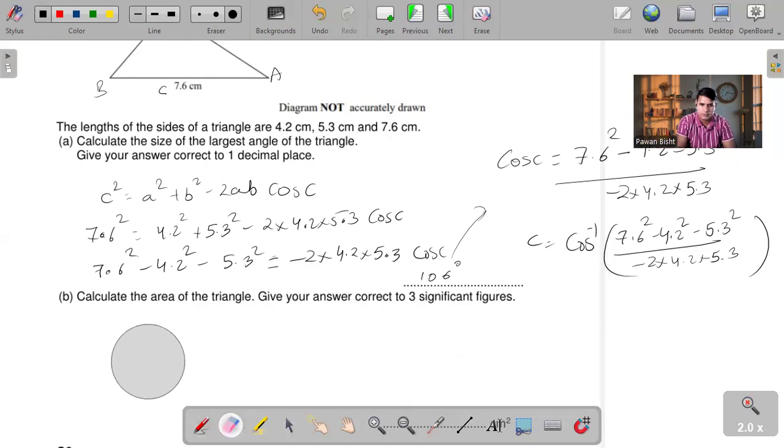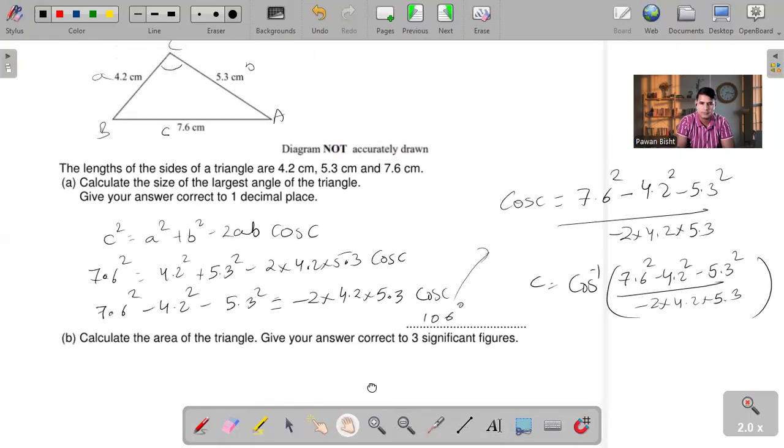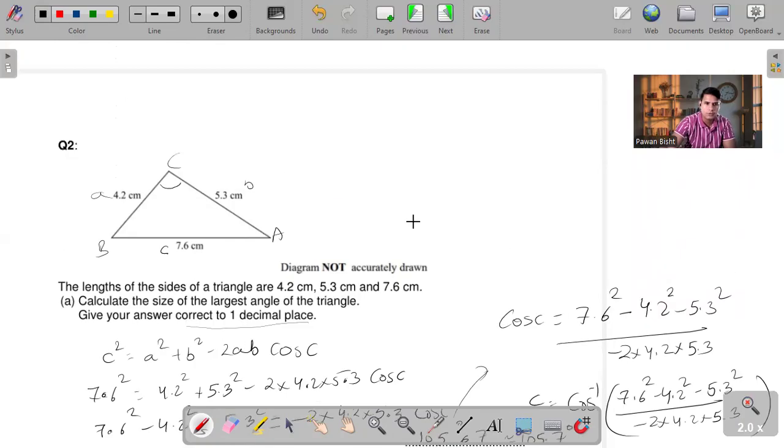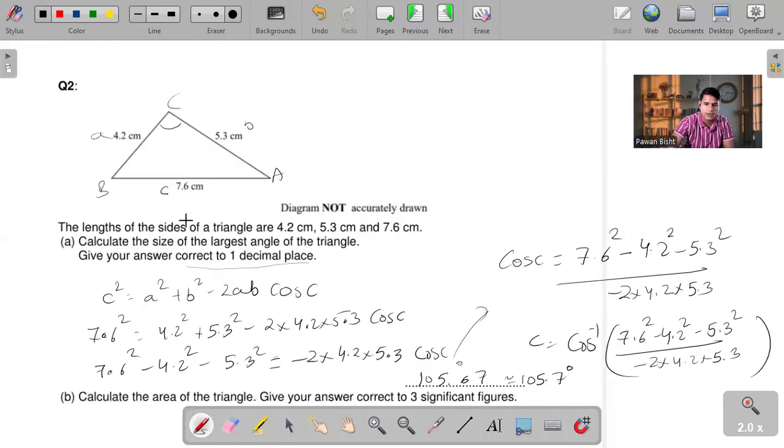Now they say find the area of the triangle. Oh, here they say write your answer up to 1 decimal place. Sorry, by mistake, I have seen the B part. In the A part, they say give your answer to 1 decimal place. So my answer was 105.67. So if you round it off, it will become 105.7 degree.